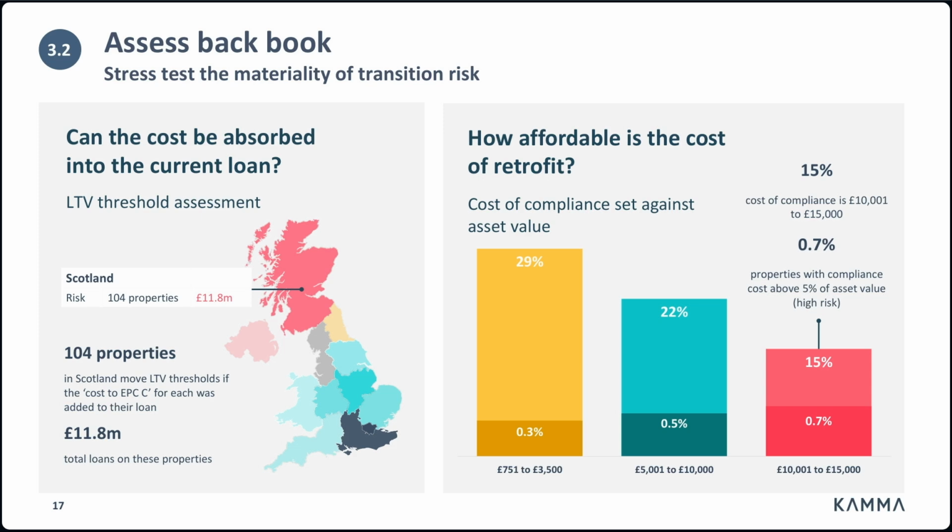Similarly, could you offset the cost of C against the value of the asset? We get asked by lenders to assess whether the cost of C is more or less than 5% of the value of the asset. And again, if it's less, you can argue it's lower risk because it is affordable to get there. So two questions to ask: can the cost be absorbed into the loan, and how affordable is the cost of retrofit versus the value of the asset, to allow you to stress test, to fill in this kind of gray area of how to stress test transition risk.